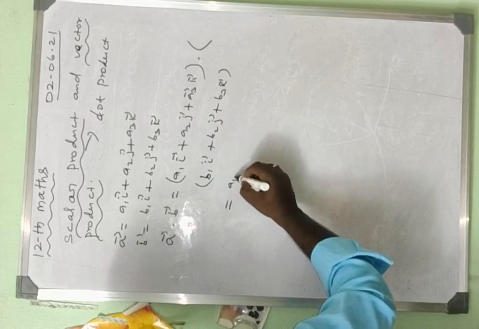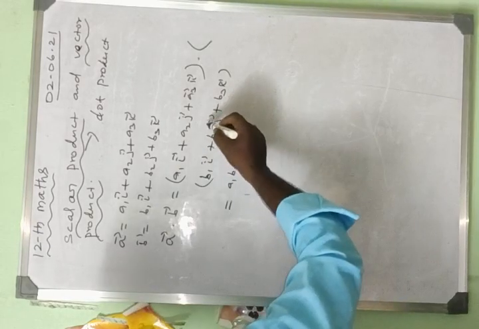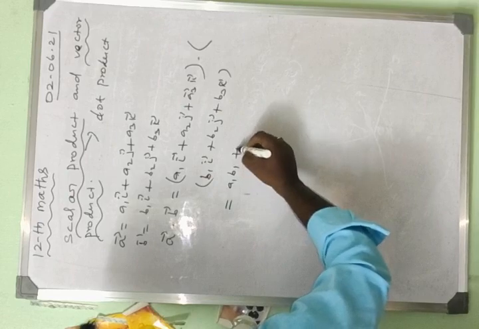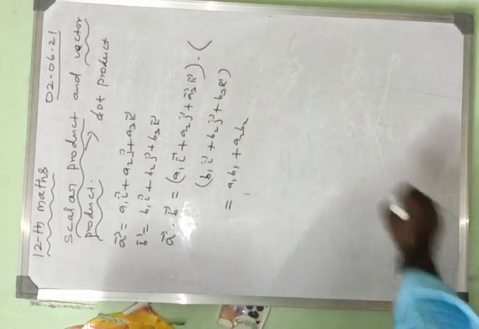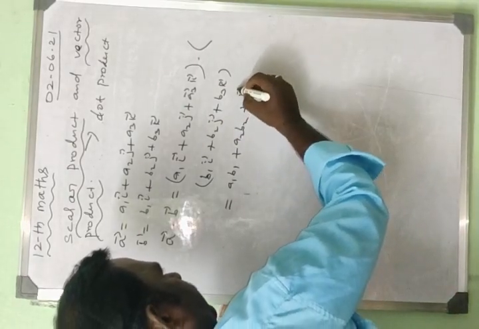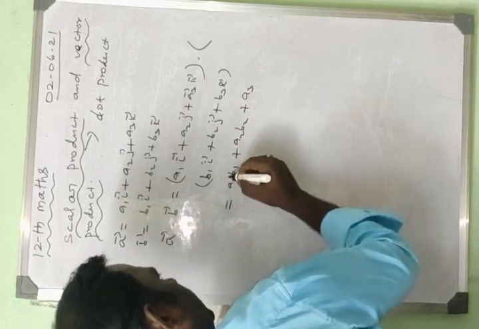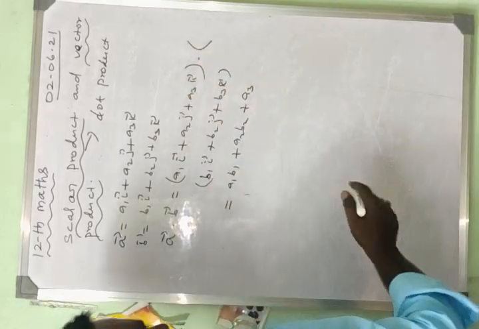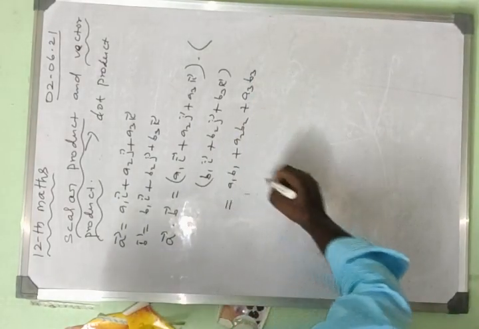So A1 B1. Then what is the j vector coefficient? Here A2, here B2. Here also plus. So put plus A2 B2. Corresponding vectors will multiply. Plus the A3 coefficient, A3 and B3. Here this is a scalar value, A3 B3.